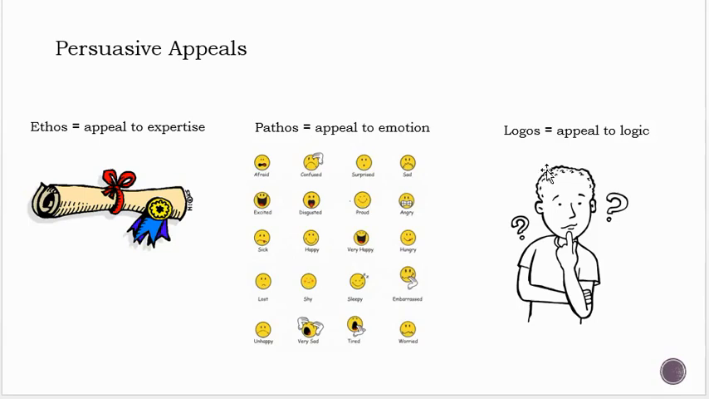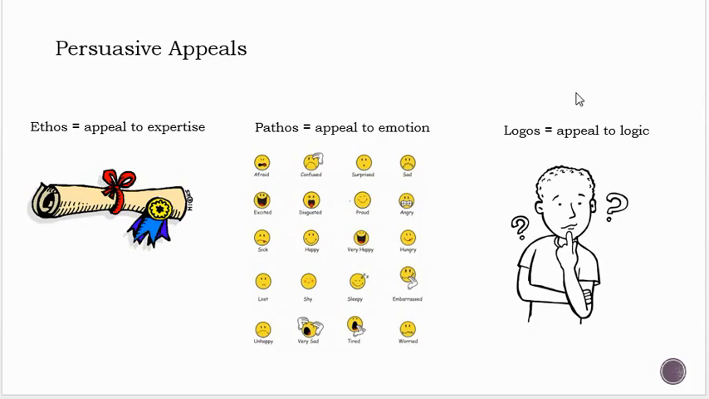We're going to add another layer of persuasive appeals this week, talking about appealing to expertise, which is called ethos. So again, ethos is appeal to expertise, the E's and the E's, I always think. Pathos is appeal to your emotion, and logos is appeal to logic, L and L.